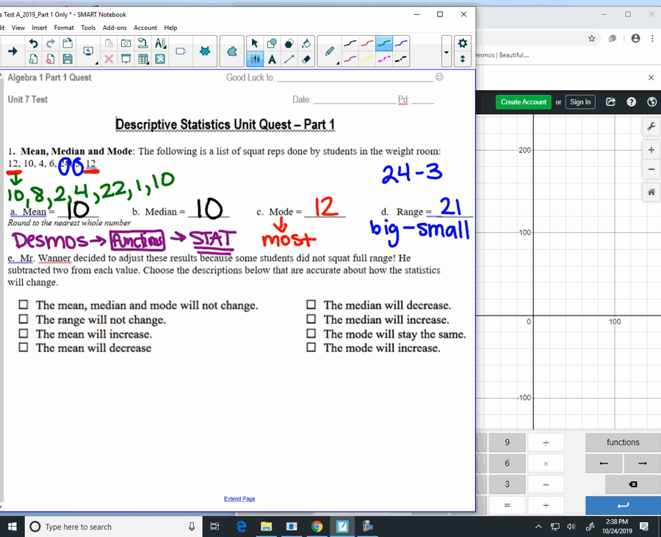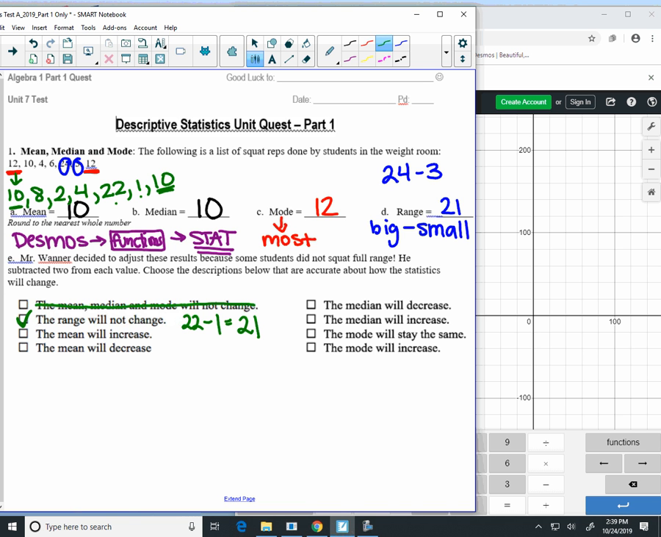This said the mean, median, and mode will not change. That cannot be true. You can see all of these numbers went down, so now our mode is 10, not 12 anymore. So we can get rid of that option. Now the range will not change. That's an interesting one. So our range was 21. It was 24 minus 3. Now our range would be 22 minus 1. So since all of the values changed in the same direction and the same amount, the range did not change.